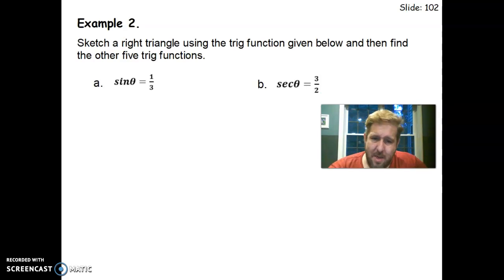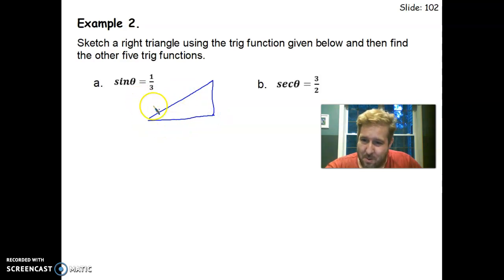Sketch a right triangle and then find all 5 of the trig functions. Now this is going to take some time. In fact, this will take a lot of time, so I'm definitely not doing both of them. So let's say this is theta right here. Sine is opposite over hypotenuse, so that's 1 here and that's 3 here. First thing I need to do is figure out what this x is right here.